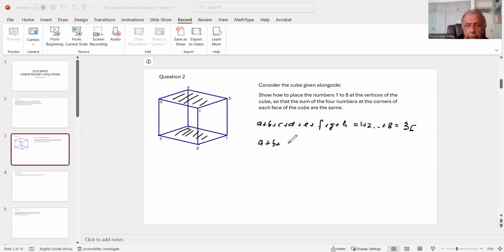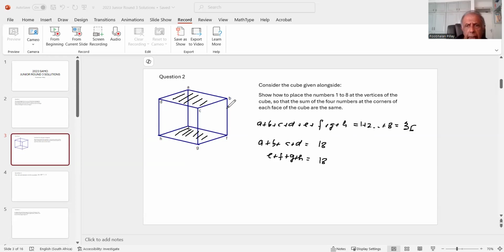plus C plus D, that's the top one, is equal to E plus F plus G plus H. These two are the same, and they add up to 36. So each of them must be 18. So you've got 4 numbers which add up to 18, and all of them are from 1, 2, 3, 4, 5, 6, 7, 8.